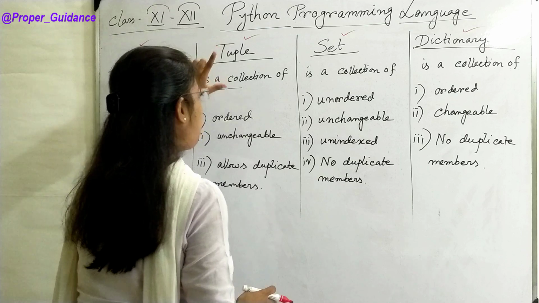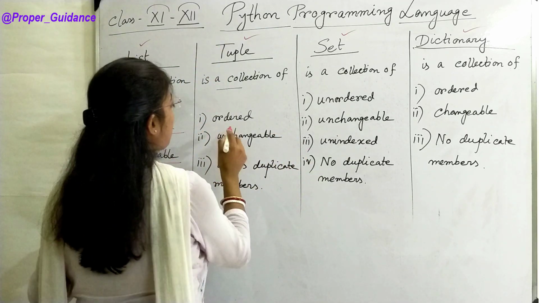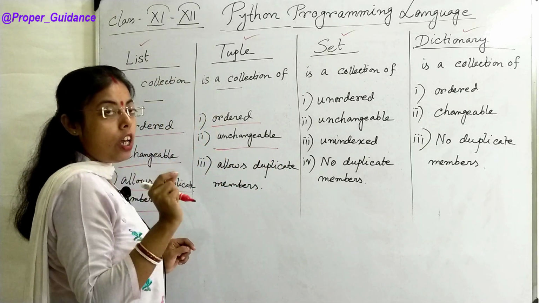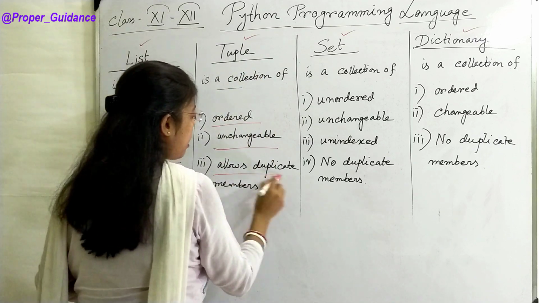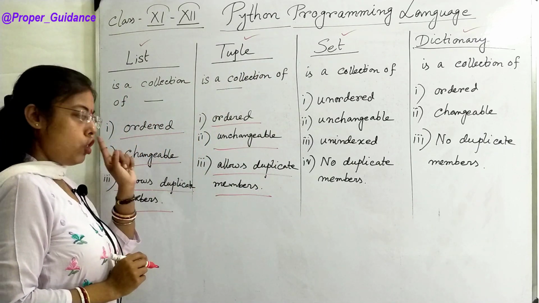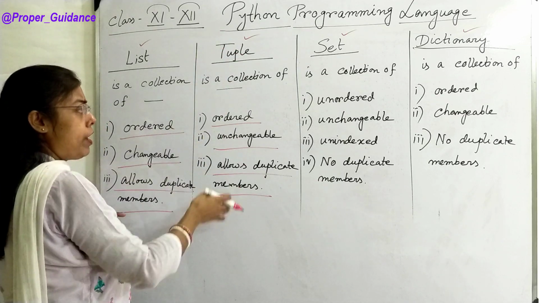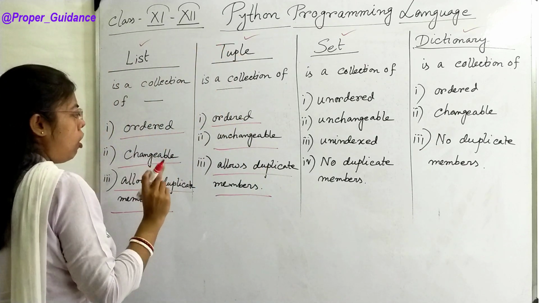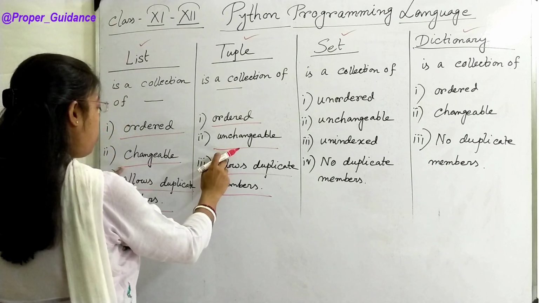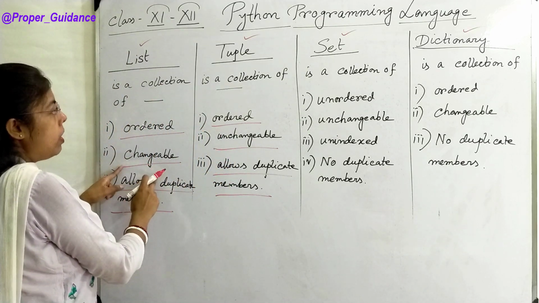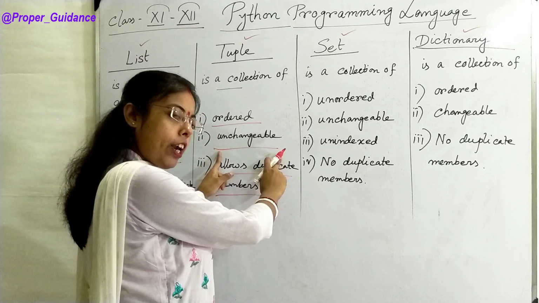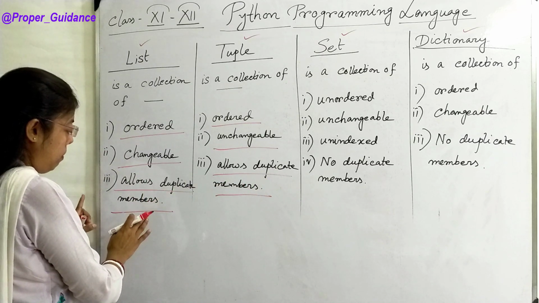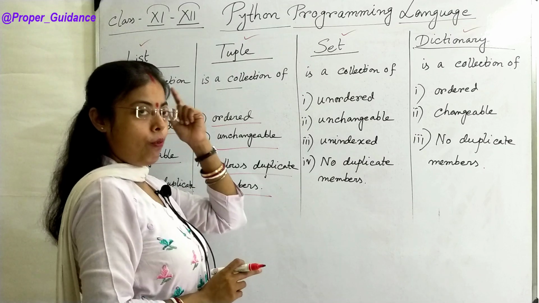Next, tuple. Tuple is a collection of data also, and the first point is that it is ordered. It must be ordered, and unchangeable. You can't change any of the data items in a tuple. And it allows duplicate members. So there are three features for list and tuple. Only one difference is noticed: list is changeable, tuple is unchangeable. Please write it down clearly and set it in your mind.